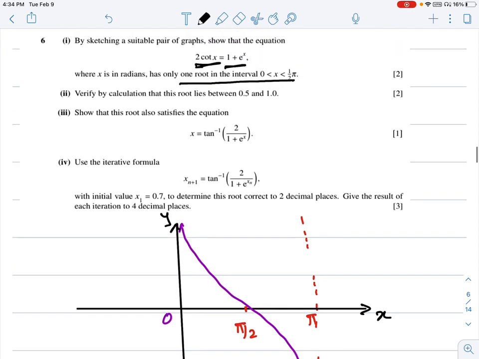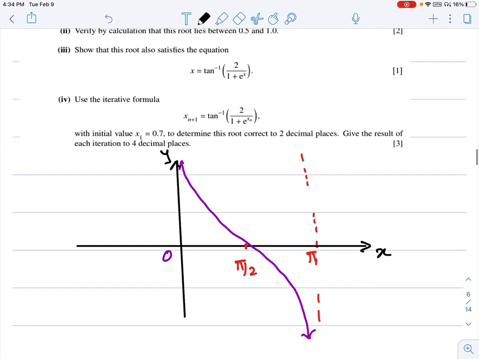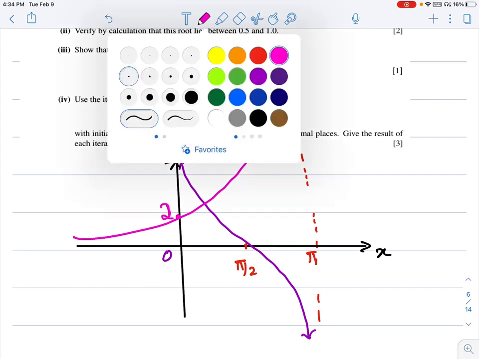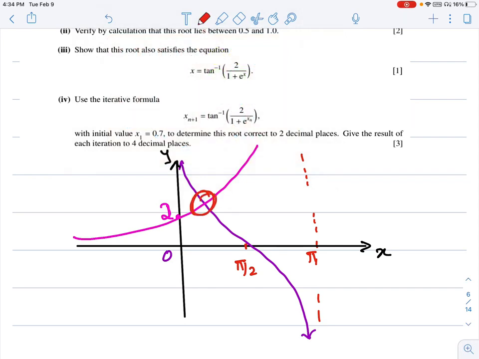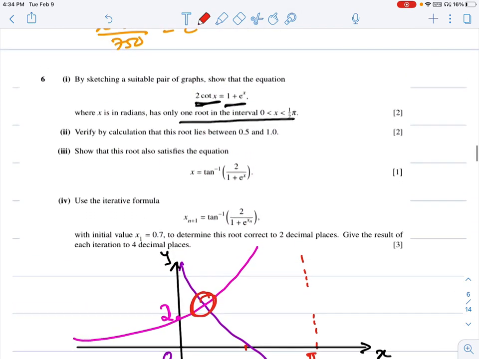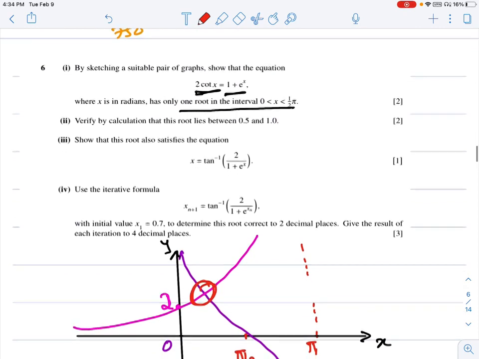And the next equation is 1 plus e power x. So basically the e power x graph is like this, passing through 1, but I want 1 plus e power x, so therefore this value 1 becomes 2. So you can see that both the graphs are intersecting at only one point between 0 to pi by 2. So we have shown that.